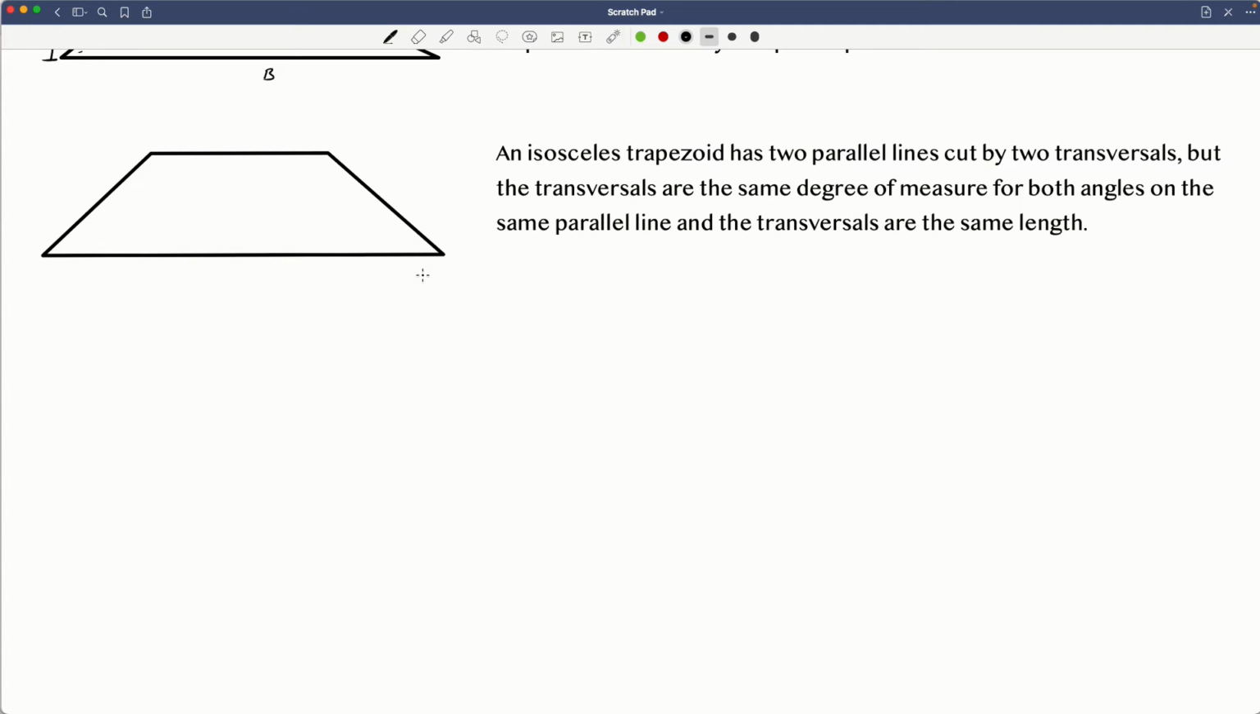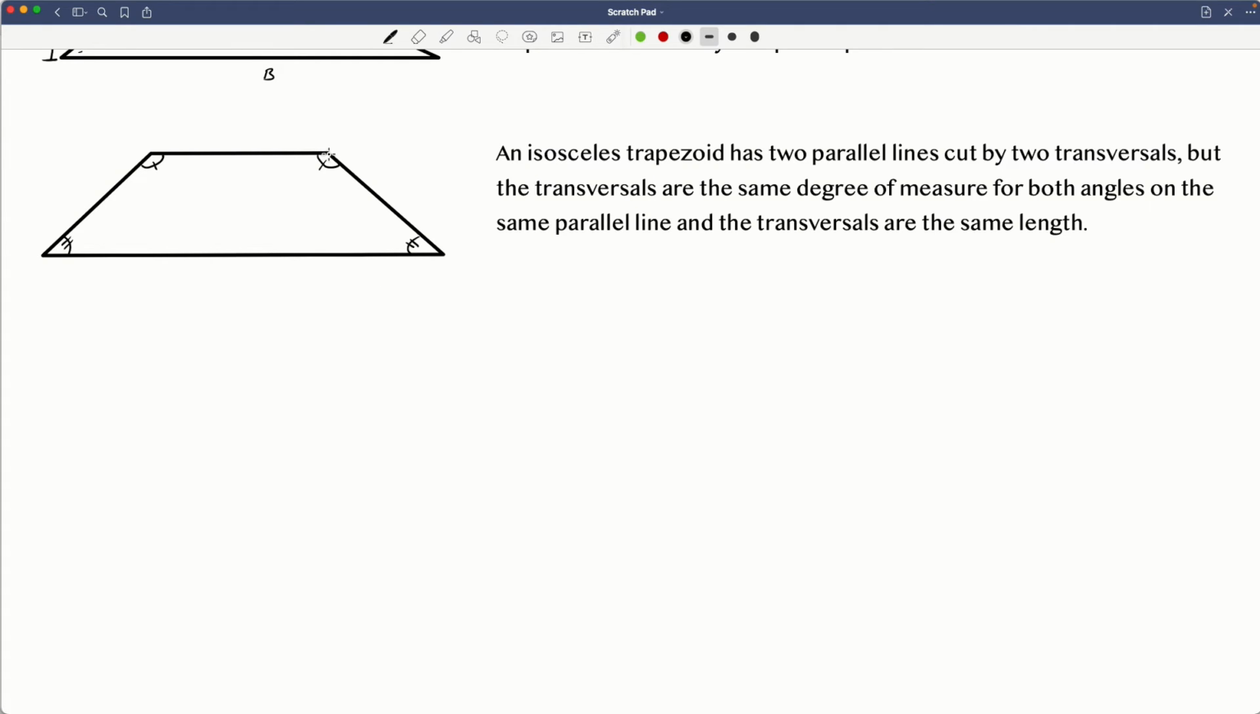All right, an isosceles trapezoid is one where both of the transversals that cut here are the same degree of angle. They're opposite to each other, right? They're not parallel, but at some point they will intersect and make a perpendicular line because they have the same degree of cut. So what I mean by that is the angle here is going to be congruent to the angle here, and the angle here is going to be congruent to the angle here.